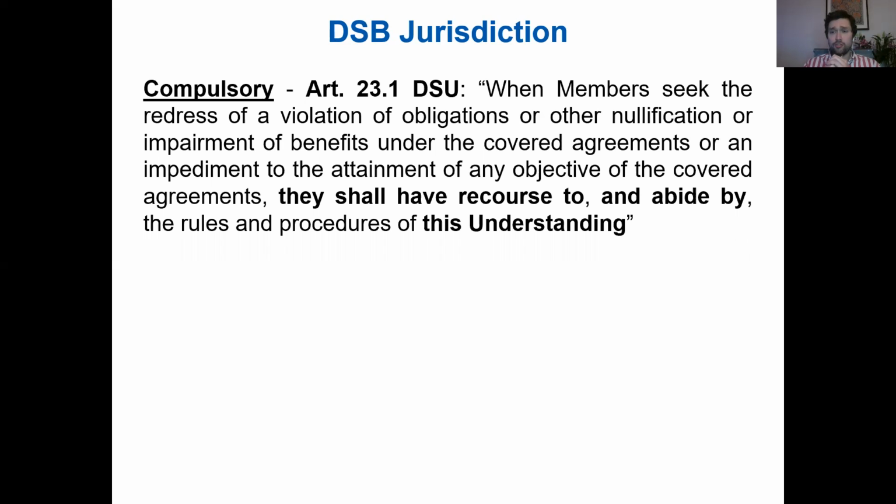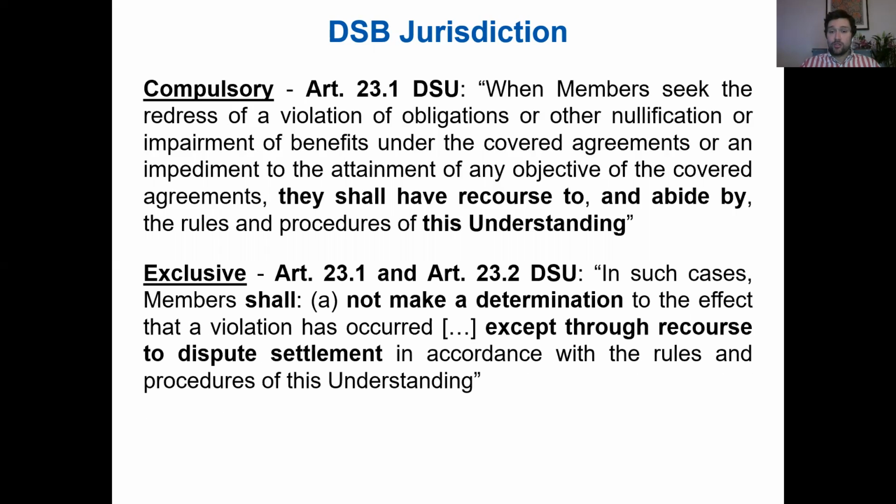It straightforwardly says that when members seek to redress a violation of obligations or other nullification or impairment of benefits under the covered agreements, they shall have recourse only to the WTO dispute settlement. You could not go to any other international tribunal to seek any determination on the violation or non-violation of WTO rules. The jurisdiction of the DSB is compulsory, and therefore no other international tribunals could have WTO violations as part of their jurisdiction.